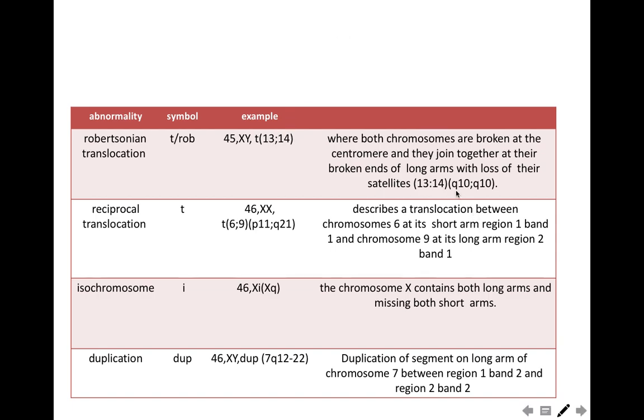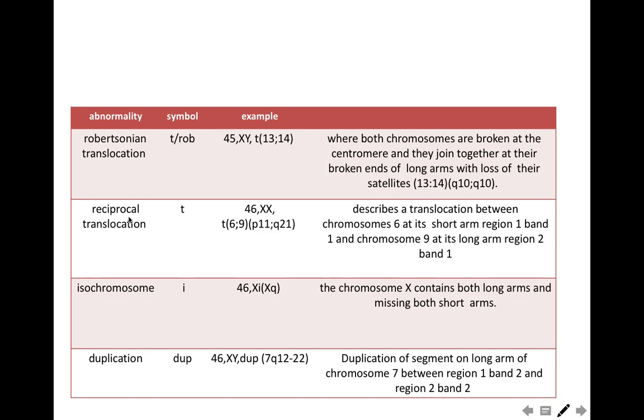وعشان كده احنا بنقول هنا ان هي ادي كيو ارم المكان الترانسلوكيشن between 13 and 14 والسايت اوف ذا بريك كيو ارم region 1 band 0 لانها عند السنترومير نفسها. It didn't go past the centromere. نفس الكلام بالنسبة للبريك where in chromosome 14.